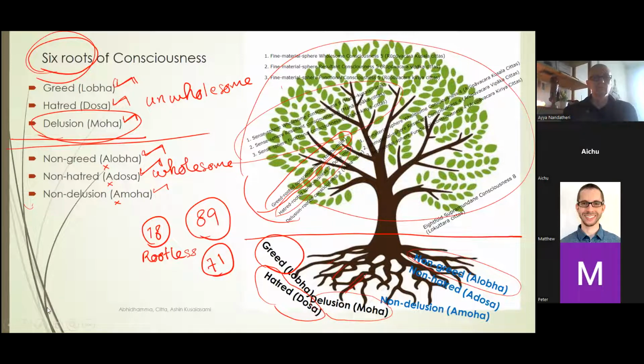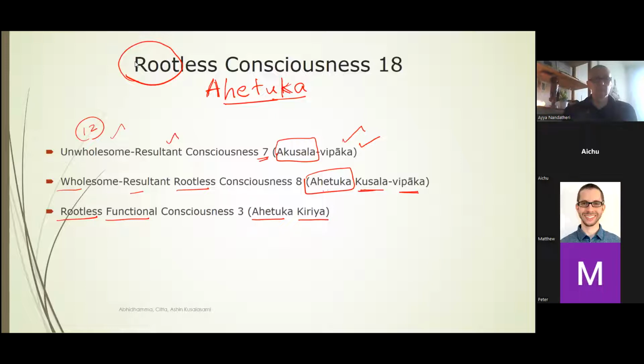So I want to start talking about these 6 roots. Here, what I mean is these 18 consciousness have nothing to do with the roots. Altogether there are 89. These 18 consciousness are not motivated and not caused by the roots. So the other 71 are caused by the 6 roots, one at a time, not all 6 roots at the same time. So rootless consciousness is 18.